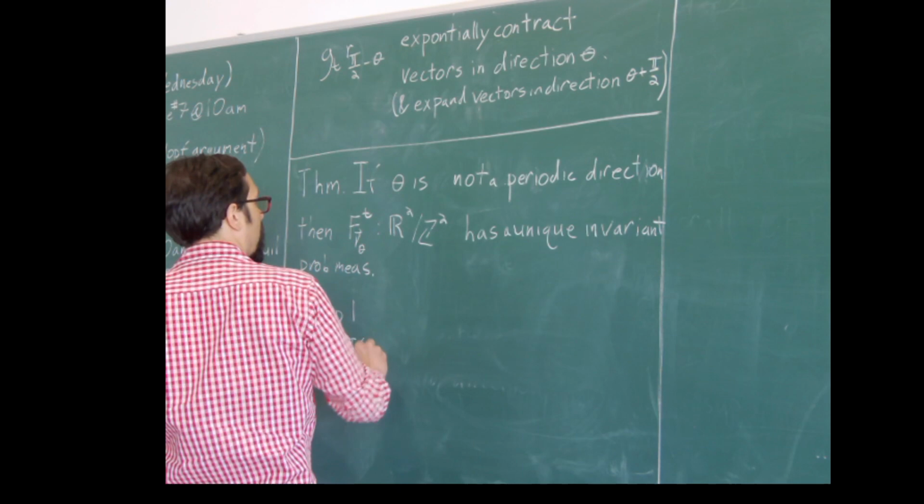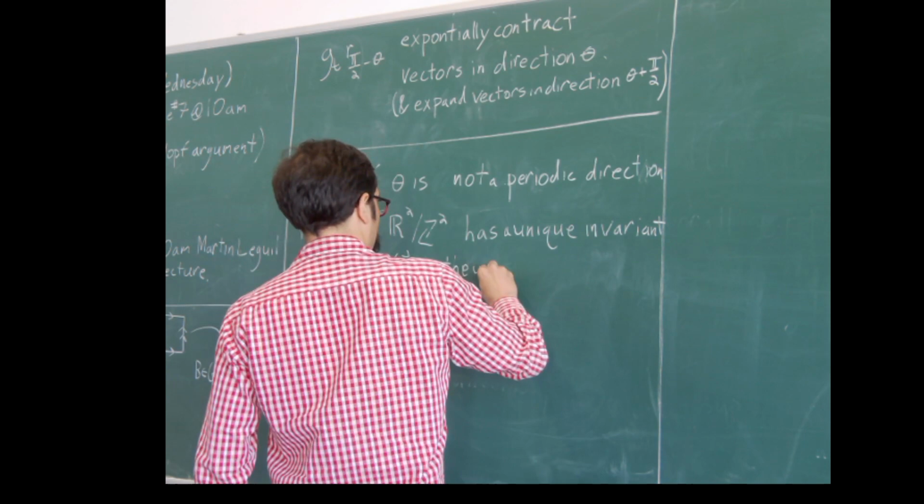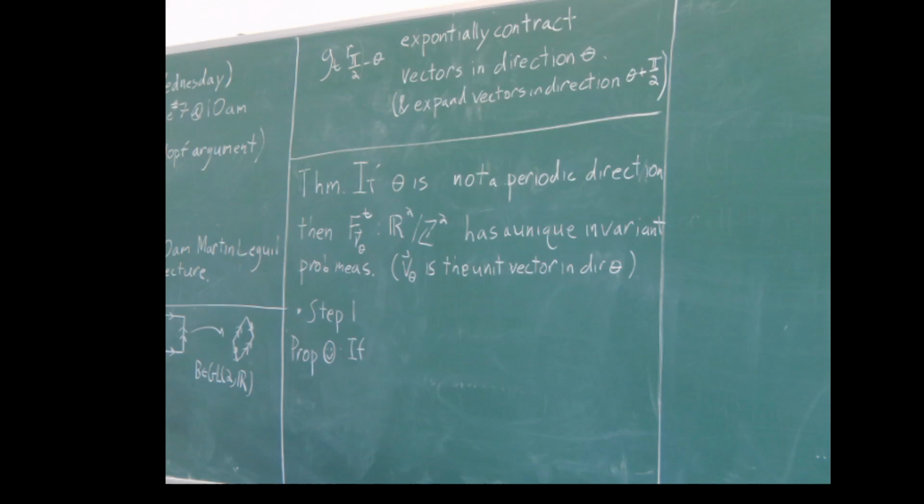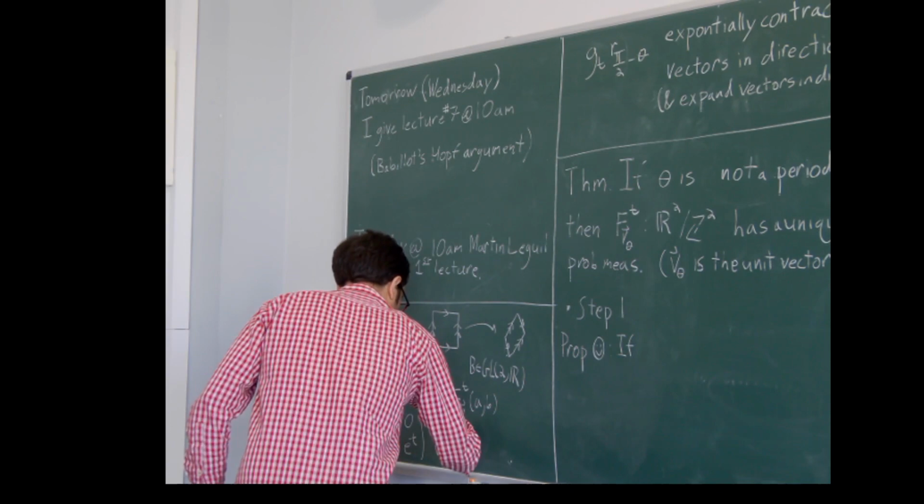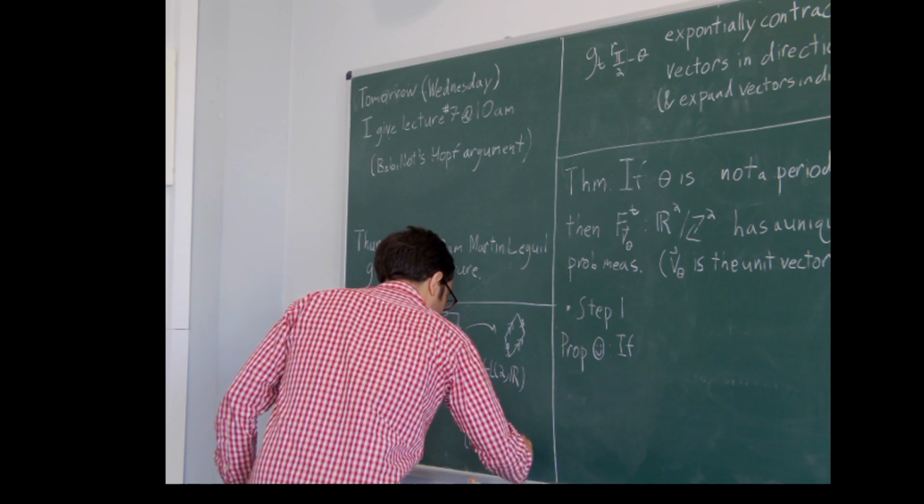Oh, by the way, v theta is the unit vector in direction theta, but that's probably more or less clear from the notation. And then there's another thing I want to say, which is that f sub t of v acts on (a, b) in the following way, just as before: a goes to a plus tv, considered modulo 1 or in the group, and b gets sent to t plus the second coordinate.